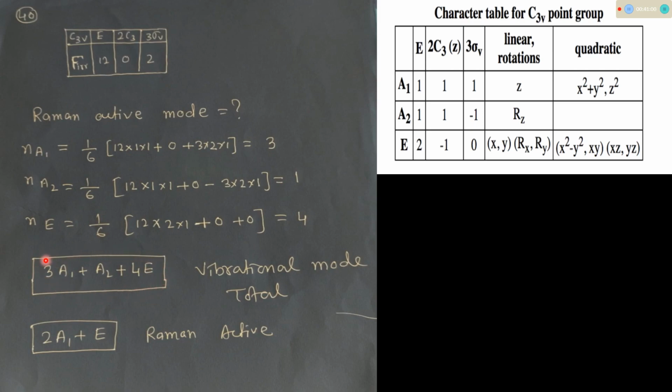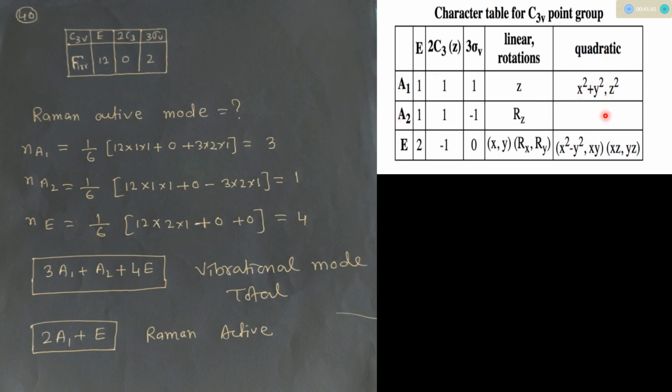So Raman active mode and IR active mode should belong to this total vibrational mode. If we find out the total vibrational modes, then from this table, see, if there is a quadratic term in the last column corresponding to the irreducible representation, that term becomes Raman active. See, A1 has a quadratic term, E has a quadratic term, meaning xy or square terms, so that term becomes Raman active.